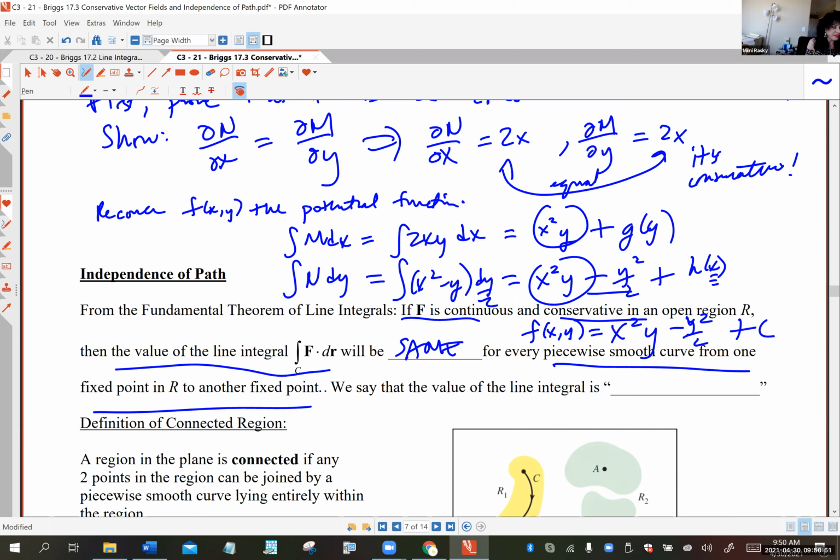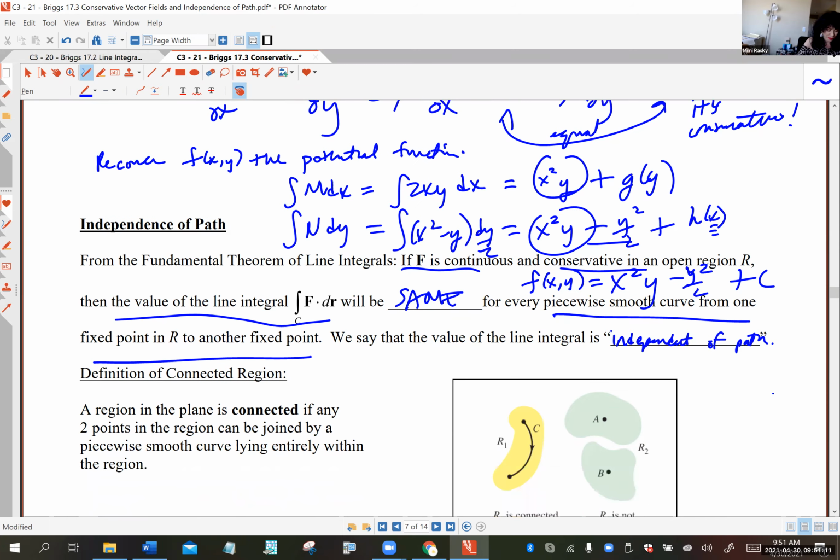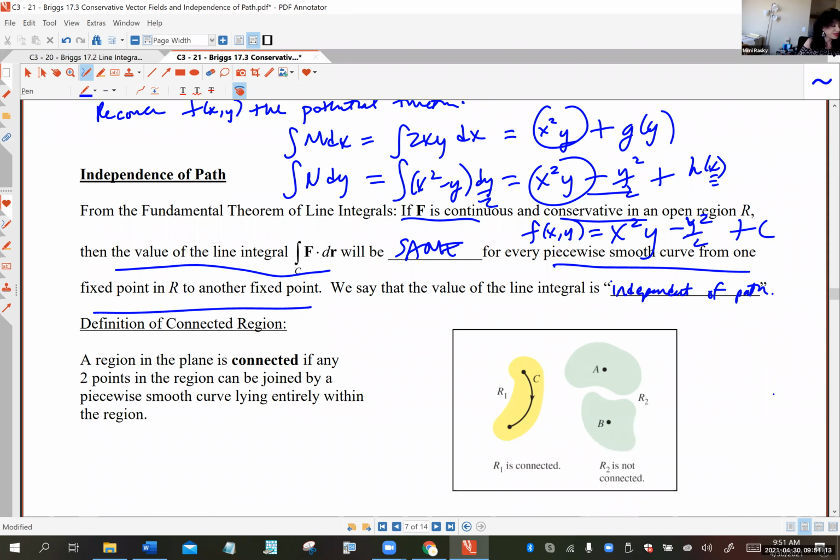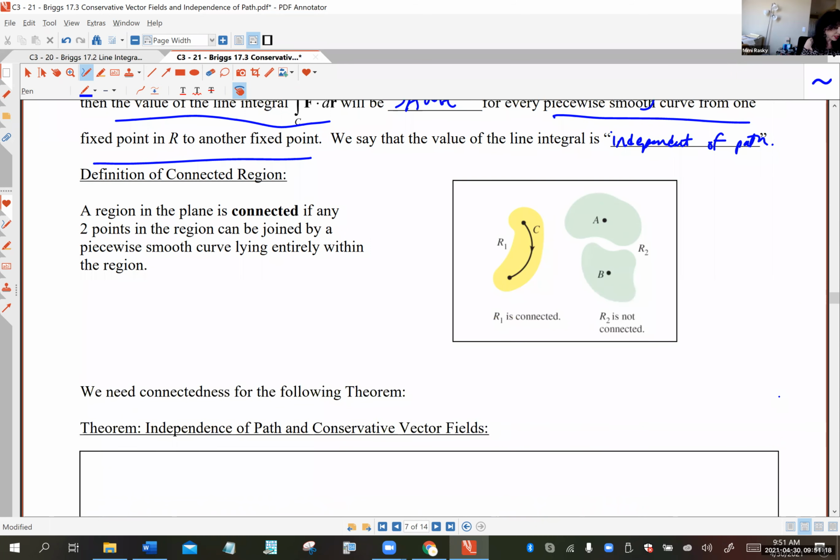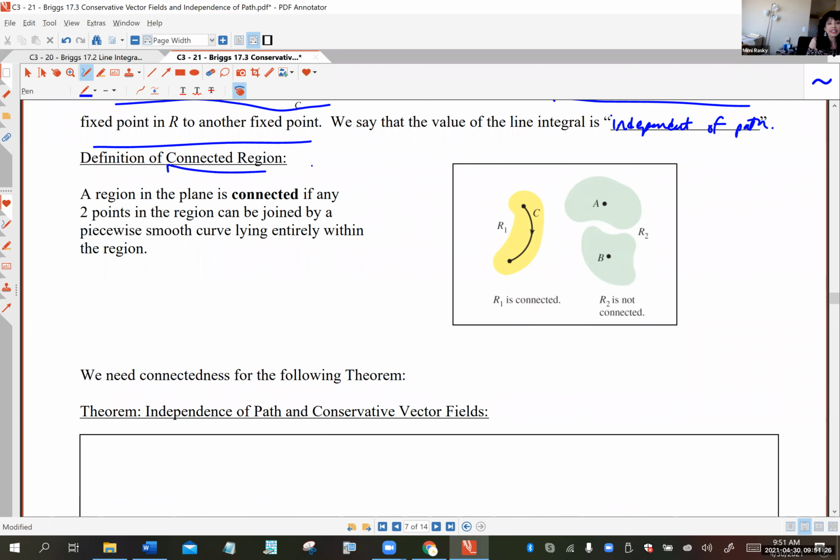So we say that the value of the line integral is independent of path, because the only thing it cares about is the beginning and ending points of the path. We don't care if the path is curvy or a straight line, or if it goes around and takes 200 miles to get between point A and point B, as long as it's got those beginning and ending parts of the journey. Okay, now let's do a quick definition here, and then we'll use that for the next theorem. So you need to know what a connected region is.